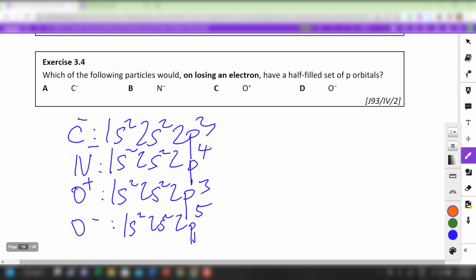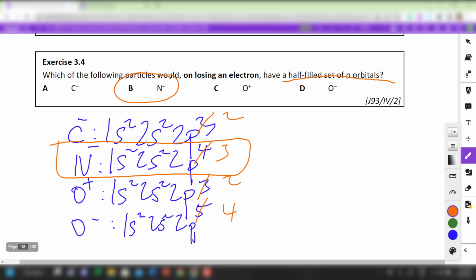So if I remove it for C minus, I'll remove it from 2p3, so I'll be left with 2. For N minus, I remove it, left with 3. O plus, remove, left with 2. O minus, remove, left with 4. Yeah, so the only one with a half set of p orbital is actually N minus. Okay, so the option will be B.